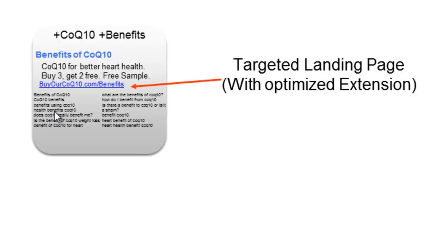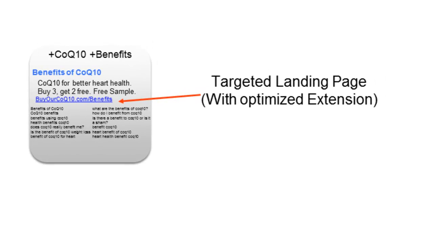So your quality score increases, your cost per click goes down because you have a very targeted headline that is not just some generic buy your CoQ10 here. It specifically tells them that they're going to find out about the benefits of CoQ10. Your click-through rate goes up even more, your conversion rate goes up even more, and you start to see exponentially more profits. Okay, so great. That is maybe 5% of your total market. What do you do next?